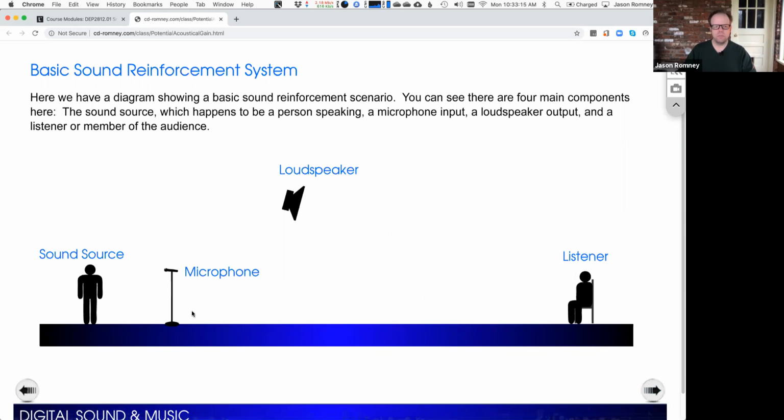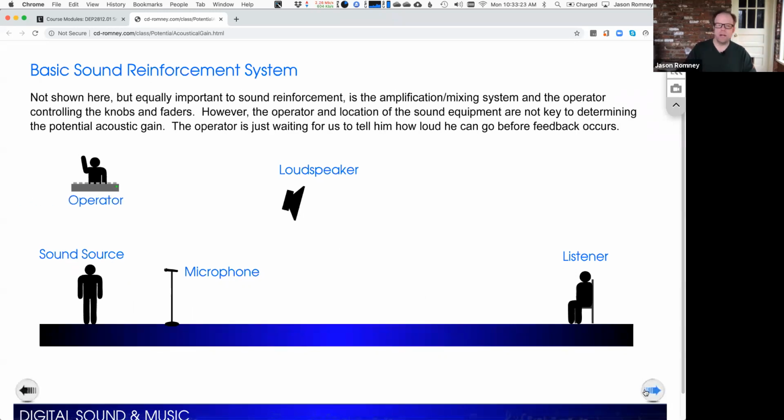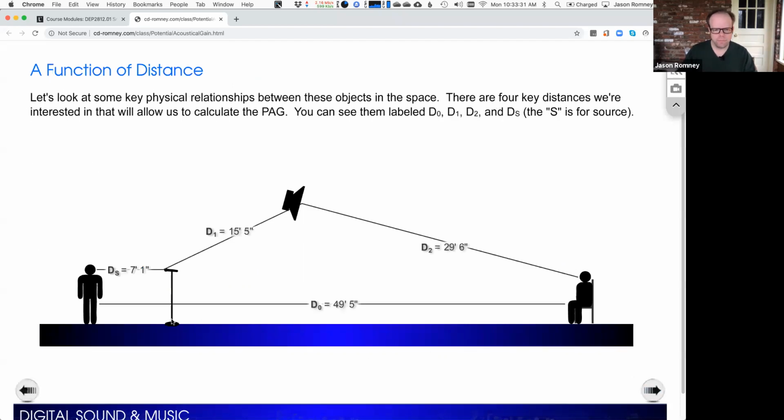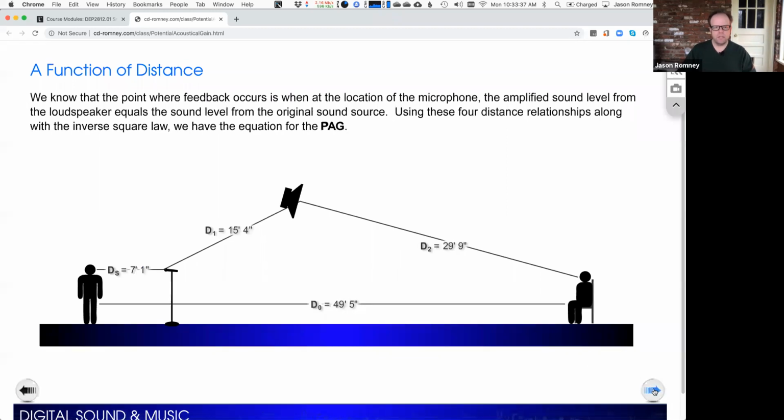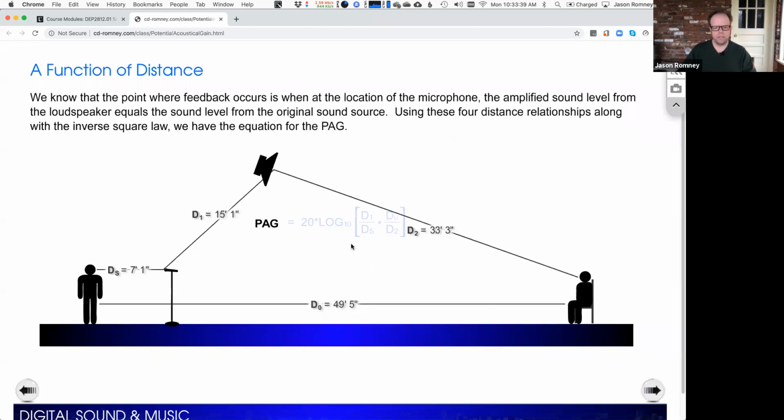Here's our sound system. We've got a microphone, a loudspeaker, a sound source, which in this case would be a talker, and a listener. Don't forget, we also have an operator over here. This is usually us, back in the corner with our little mixing console. Okay, here are those same distances, and here's the equation that we just talked about.